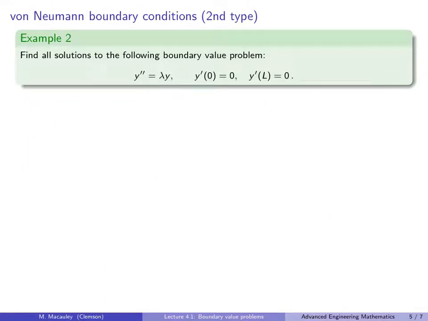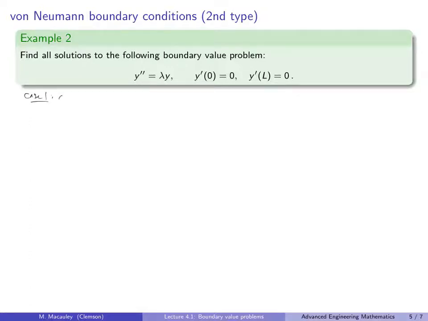Here's example 2. Let's find all solutions to a different boundary value problem. So it's the same ODE, but now instead of specifying the value of the function at 0 and L, we're specifying the rate of change. So these are called von Neumann boundary conditions, and we'll see how they differ. Now the methodology is going to be the same. So we'll look at 3 cases.